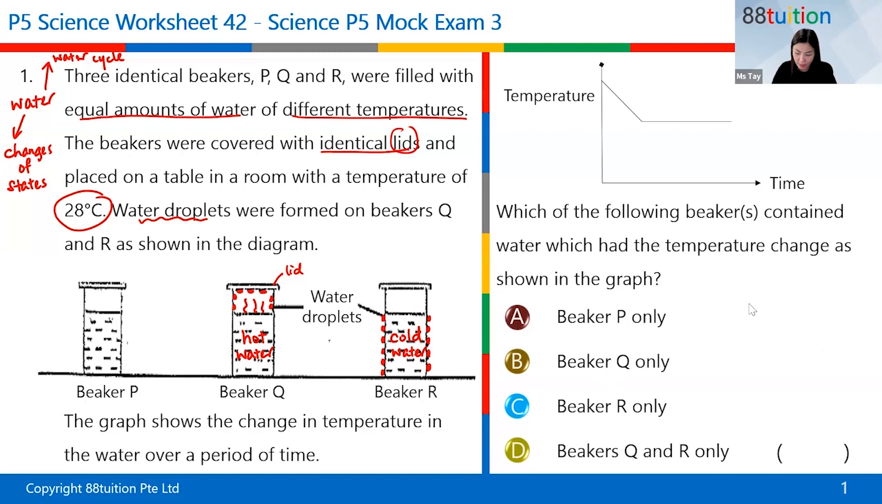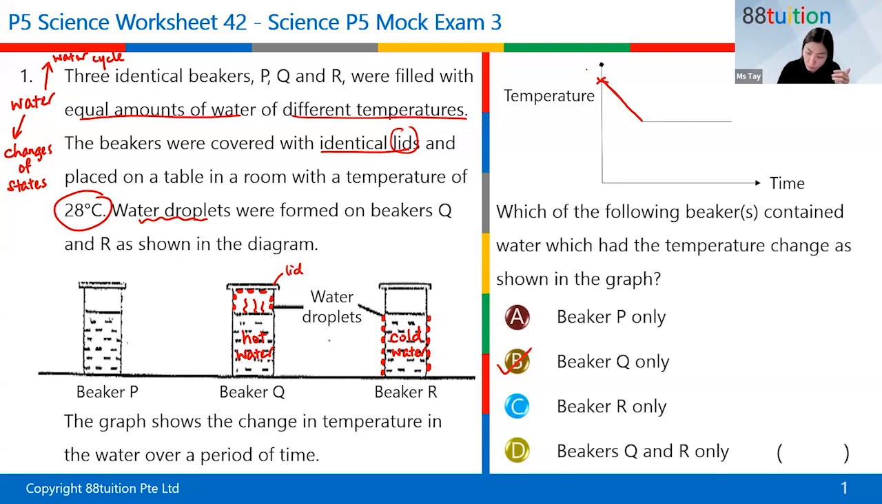All right. So what's the answer over here? Which do you think is the beaker which had the temperature change? Okay, there's a drop, you know. So this particular beaker contains water, right, at a specific temperature. After that, this water starts to cool down, because you can see the temperature is going downwards, right? So it's getting lower and lower until a certain temperature. Which beaker will have the water having this temperature change? It has to be the beaker Q.